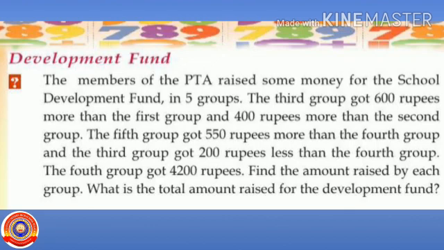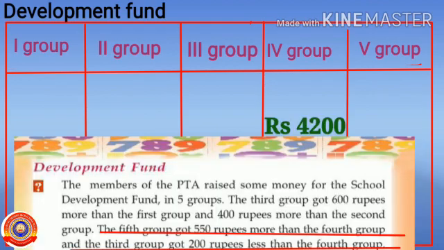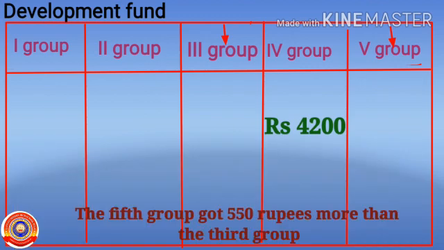Here, the amount raised by fourth group is directly given in the question. That is 4200 rupees. So, we can find other groups' funds on the basis of fourth group's fund. Look, the fifth group got 550 rupees more than the fourth group and the third group got 200 rupees less than the fourth group. Let's find the amount raised by fifth group and third group. How much amount was raised by fourth group?